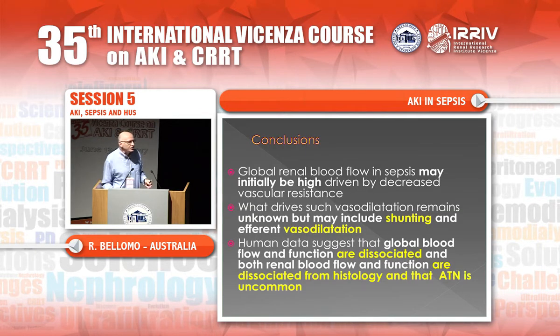So the histology of animals exposed to 48 hours of gram-negative bacteremia is indistinguishable from the histology of animals exposed to mechanical ventilation and sitting there and having no other intervention except for being biopsied. So at least for the first 48 hours during experimental gram-negative sepsis, there is a dissociation, again, between function and structure. So global renal blood flow, in conclusion, may initially be high.